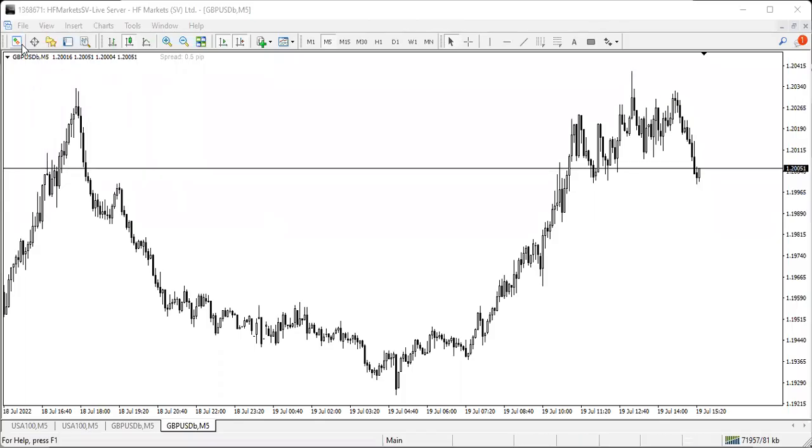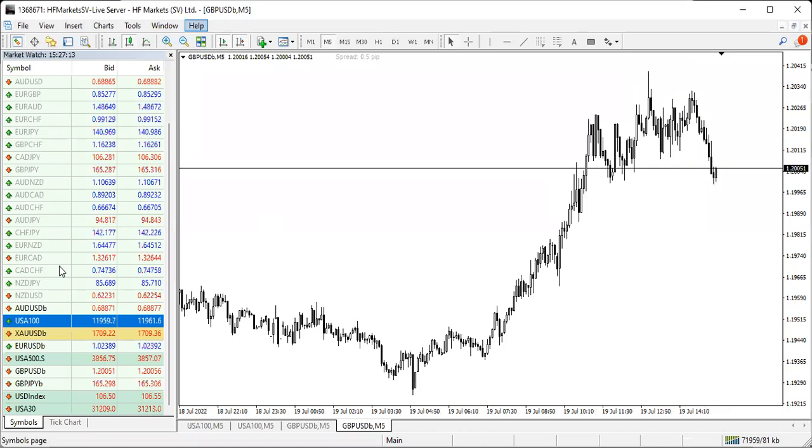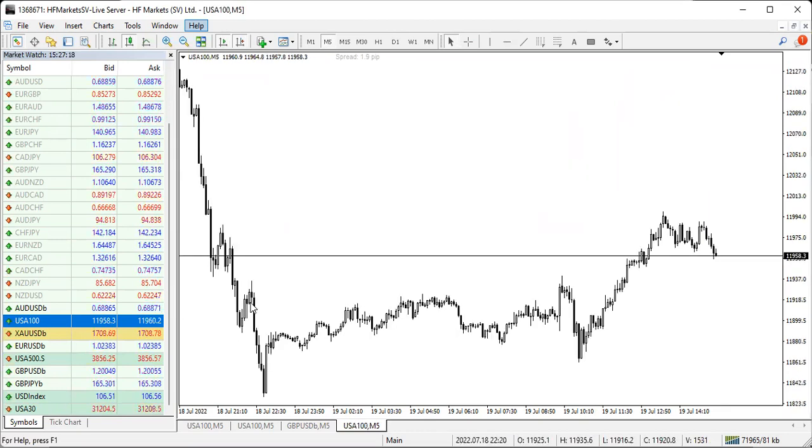Hi guys, good morning everyone again. Let's grab us some charts. I don't know why GU is here, but I'll fix that. There we go. Fixed.